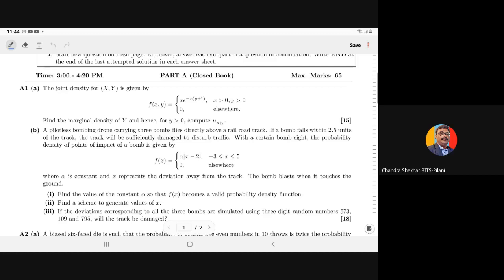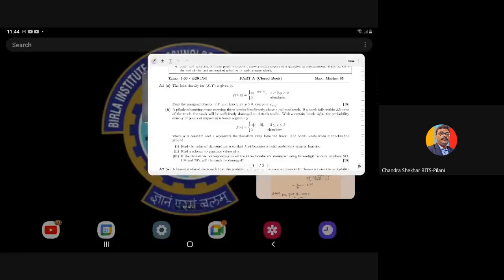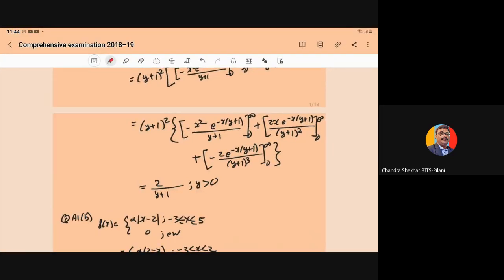Find a scheme to generate values of x if the deviations corresponding to all 3 bombs are simulated using the 3-digit random numbers 573, 109 and 795. Will the track be damaged? So this is a question on simulation. Here we have to simulate the process of bombing.